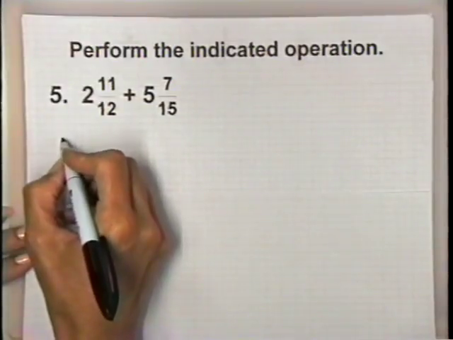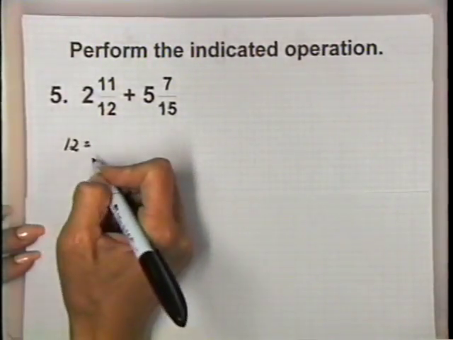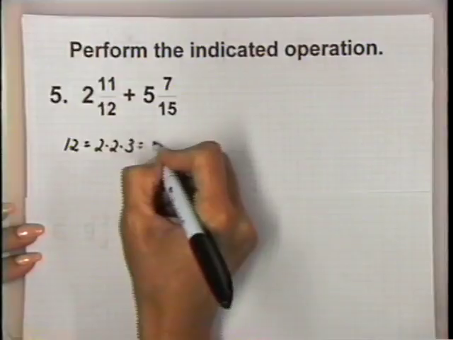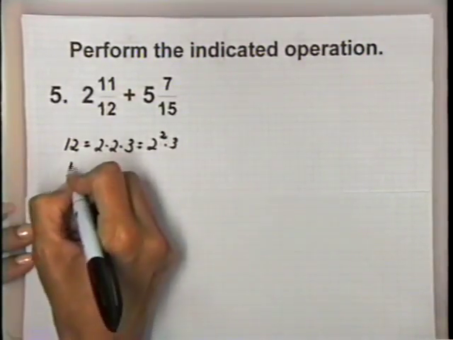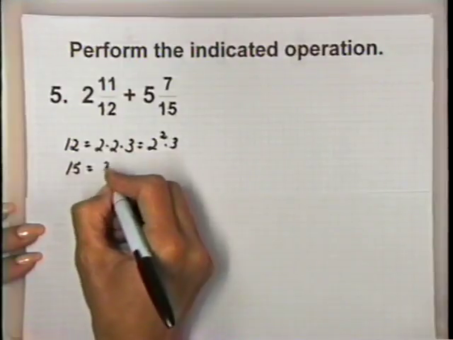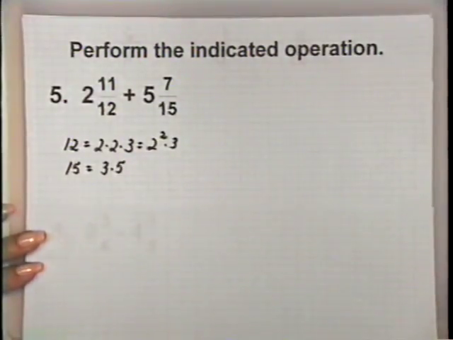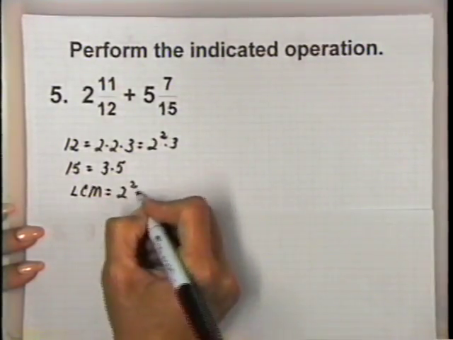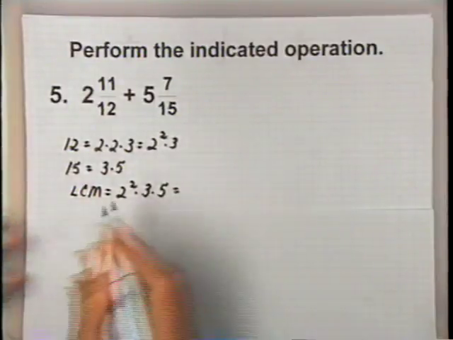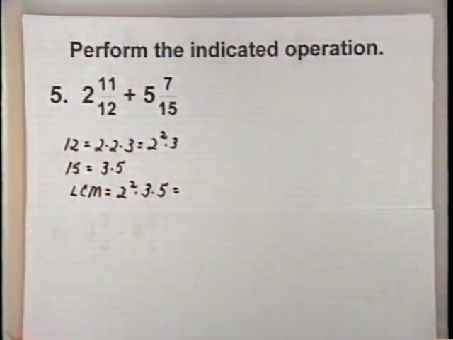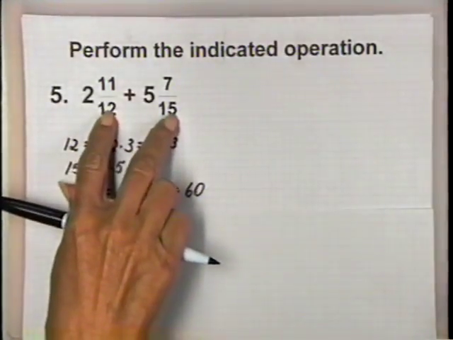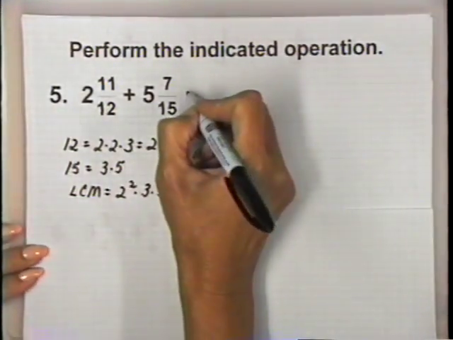To find the LCM, let's write the 12 as a product of its prime factors: 2 times 2 times 3, or 2 squared times 3. And let's write the 15 as 3 times 5. So our least common multiple in this case would be 2 squared times 3 times 5. Now let's figure out what number that equals. 2 squared is 4, 4 times 3 is 12, 12 times 5 is 60. So we want to rewrite each of our fractions with the denominator of 60.